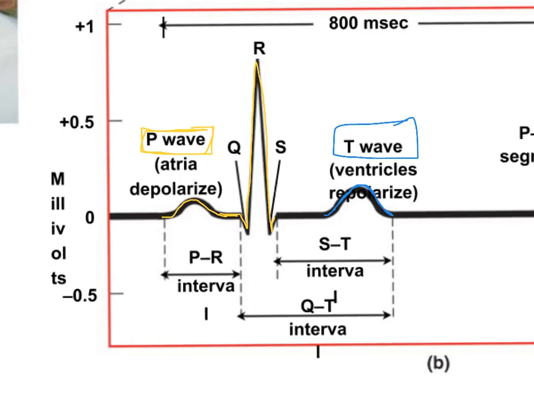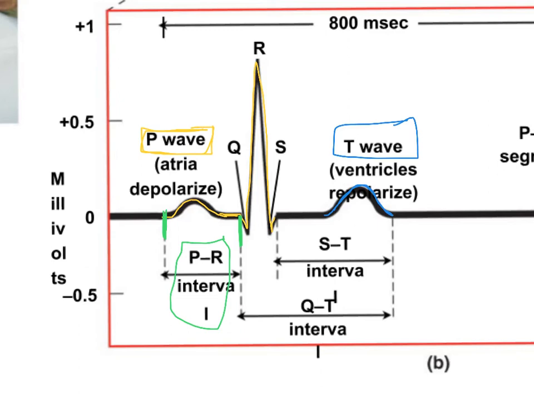We can also see some intervals, and intervals are important for us to recognize as well. An interval is the start of one point to the start of another. It's not really showing just a specific bump. So one of the intervals that we have is called the PR interval. And the PR interval is from the start of the P wave to the start of the QRS wave or QRS complex, right? So it's from the start to the start, and that's called the PR interval.